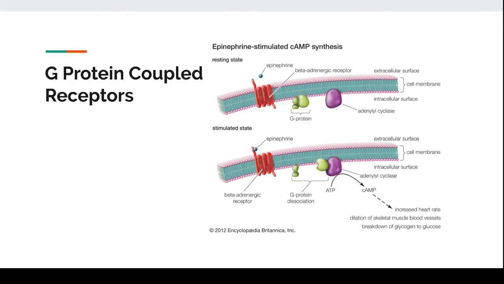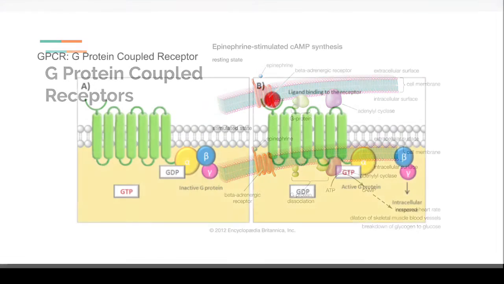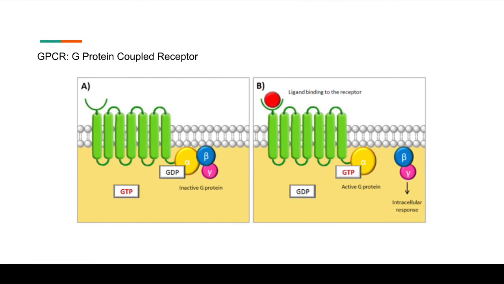G protein coupled receptors, or GPCRs, carry the signal into the cell by a series of modified proteins. And here's the process. A signaling molecule binds to the GPCR, and this causes the receptor to change shape, and the shape change activates the G protein. That G protein is associated with the receptor at the cytosol face of the membrane. It is made of 3 subunits: alpha, beta, gamma.